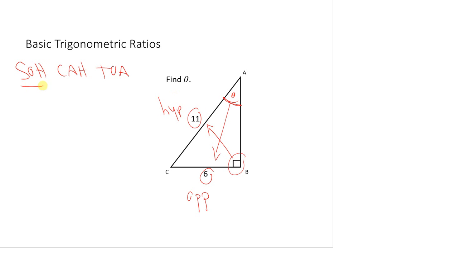Which of these three do we use? Well, we're going to use sine, because it's opposite over hypotenuse. So the sine of angle theta equals the opposite side, which is 6, over the hypotenuse, which is 11. Whenever we're asked to find an angle, we're going to use the inverse. So we have theta equals sine inverse of 6 over 11.